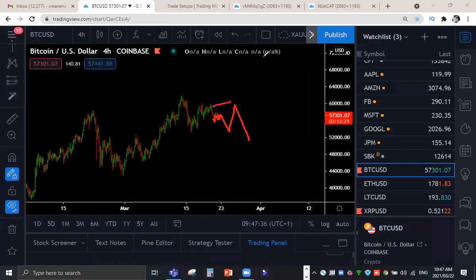So we'll be looking for this as well on Bitcoin. 1, 2, and then upside. Okay, so let's keep an eye on this for another leg to the upside before we get a deeper correction here. All right.